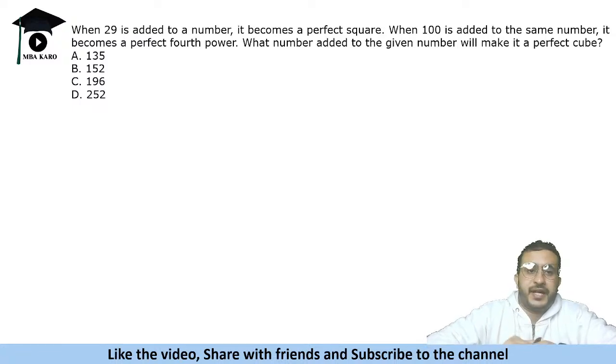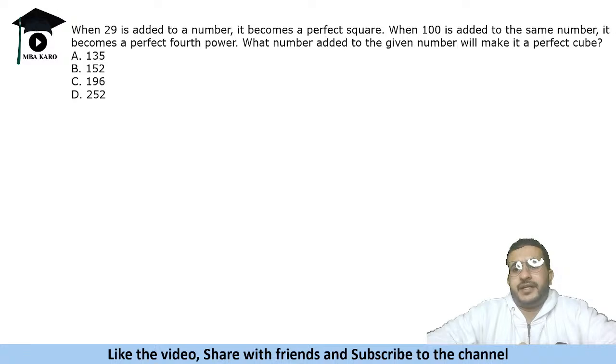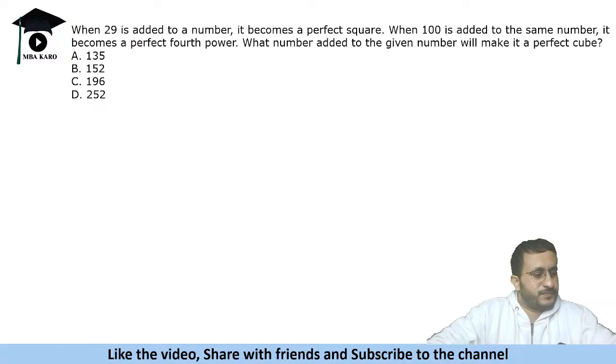When 29 is added to a number, it becomes a perfect square. When 100 is added to the same number, it becomes a perfect fourth power. What number added to the given number will make it a perfect cube? Again, a number system.